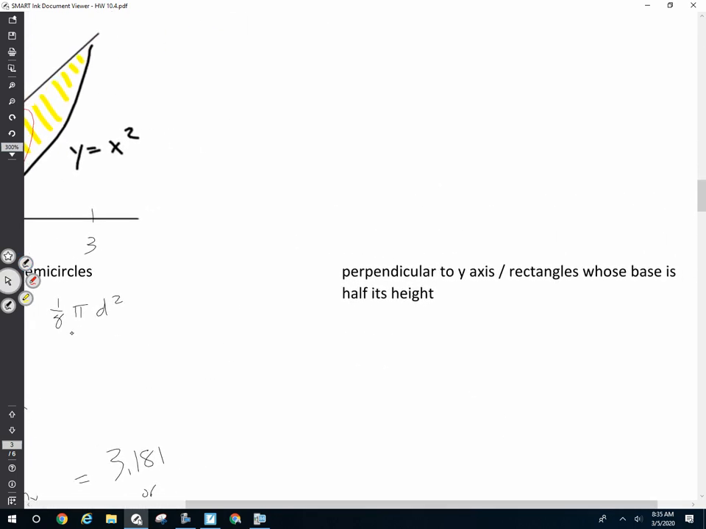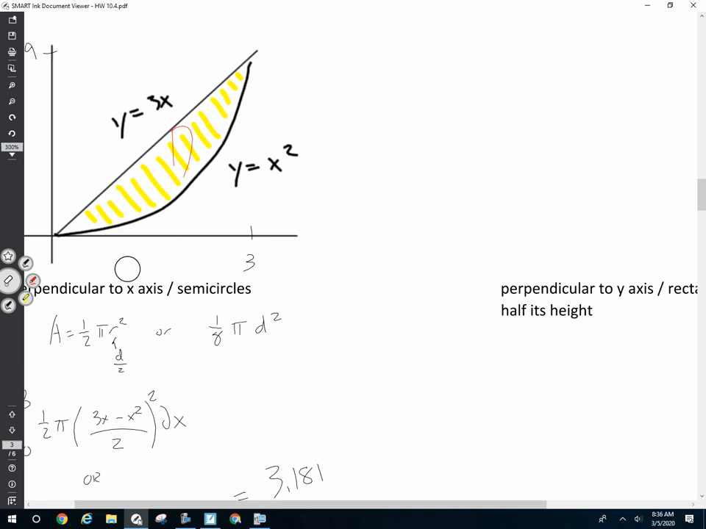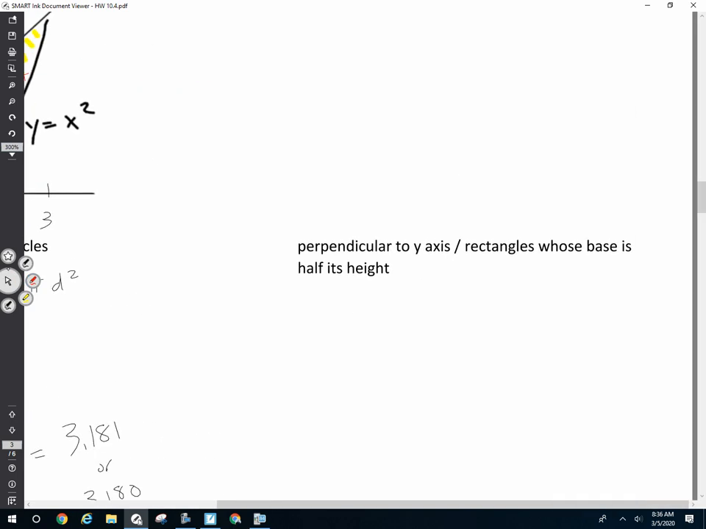Perpendicular to the y-axis, rectangles whose base is half the height. Okay, so perpendicular to the y-axis, that rectangle's base is half the height. So let's get our area formula. Area of a rectangle is a base times the height, but the base length is half the height.